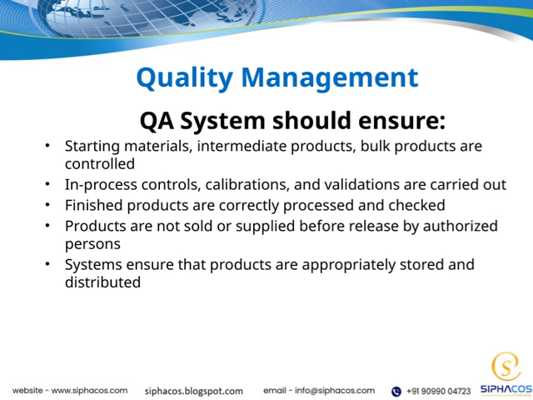Once the products are finished, they must be correctly processed and thoroughly checked before they move forward. This step is vital to ensure that only products meeting our quality standards reach the market. Another key point is that no products should be sold or supplied before they are officially released by authorized persons. This safeguard prevents premature distribution and ensures accountability. Finally, our systems must guarantee that products are stored and distributed appropriately.